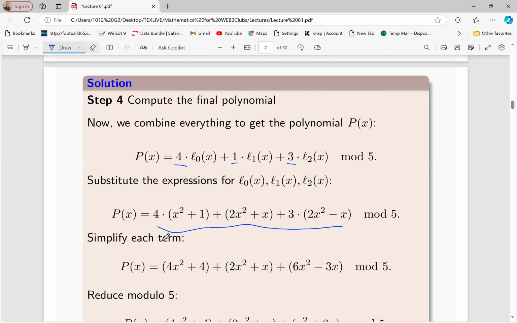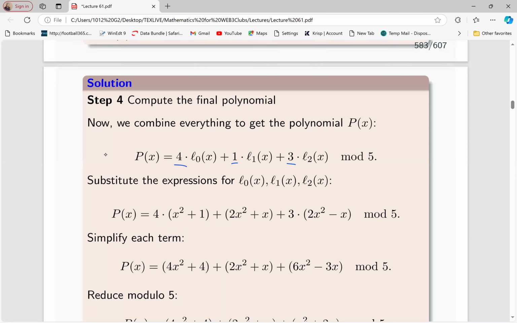We are just multiplying everything by the corresponding y coordinates. The first bracket is 4x squared plus 4. The second bracket is 2x squared plus x. The third bracket is 6, and then minus 3. Collect like terms.